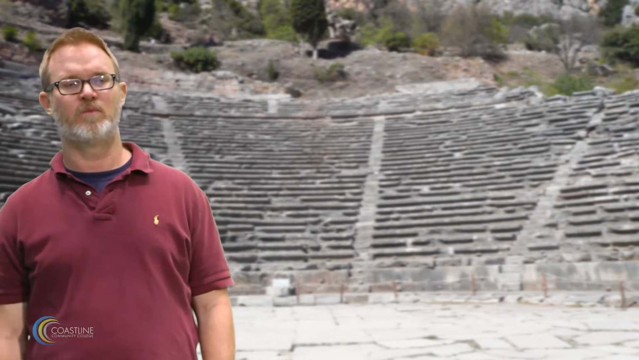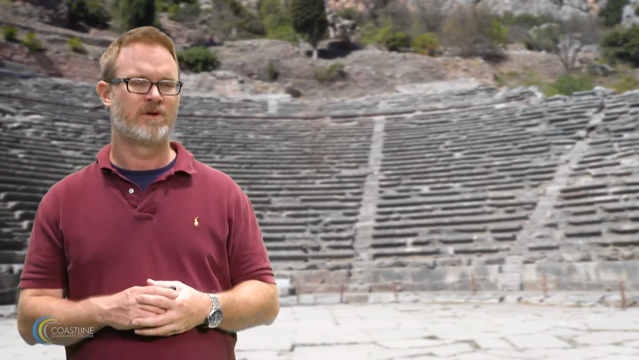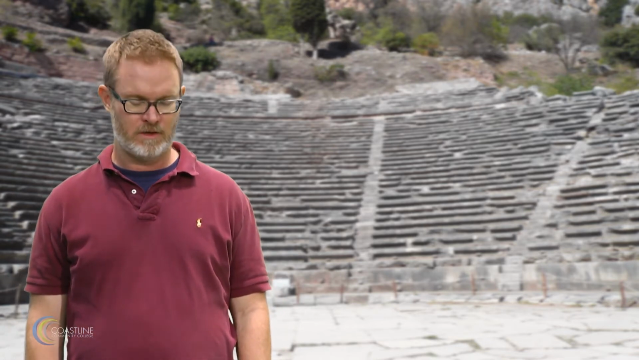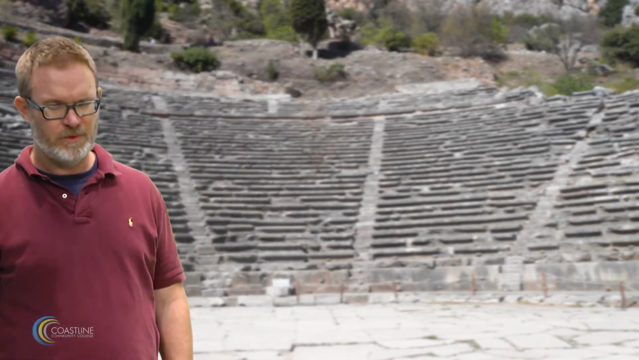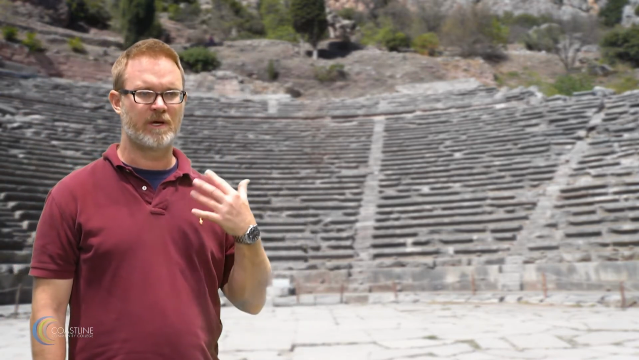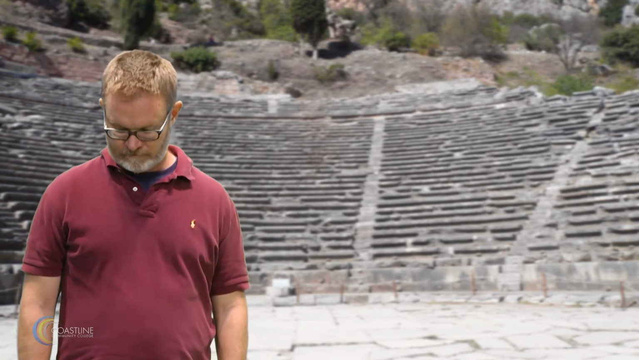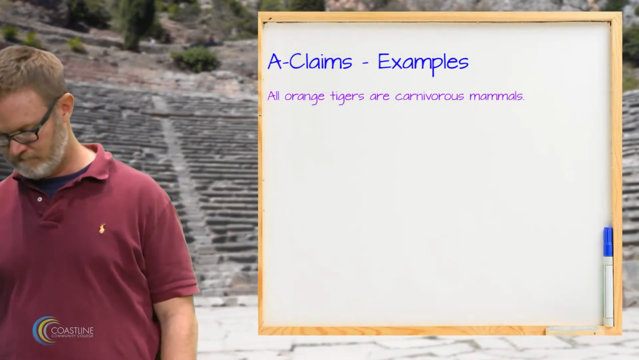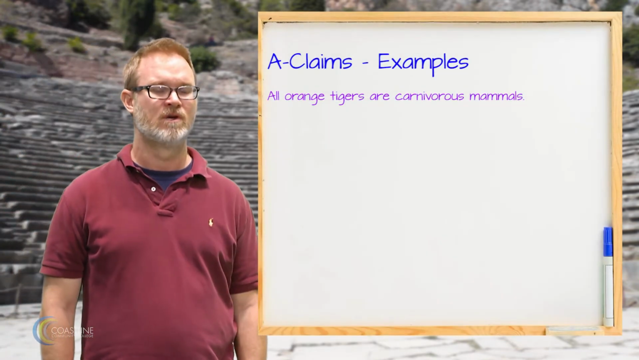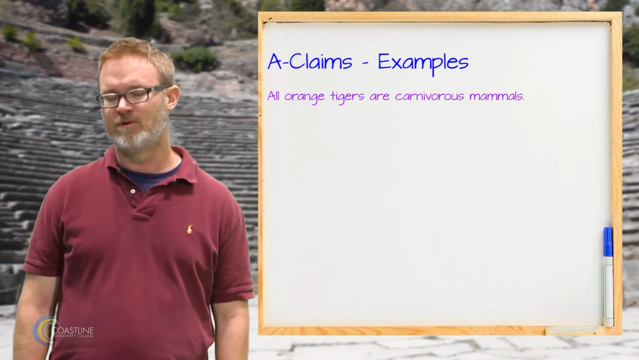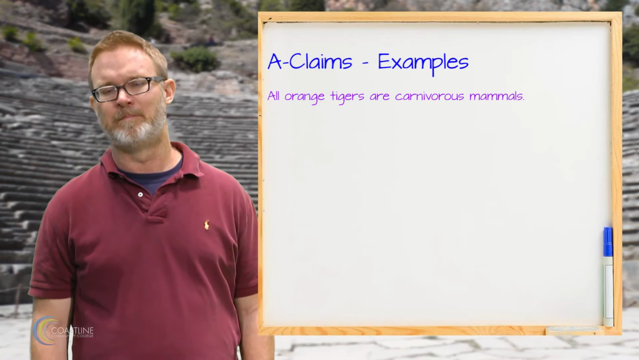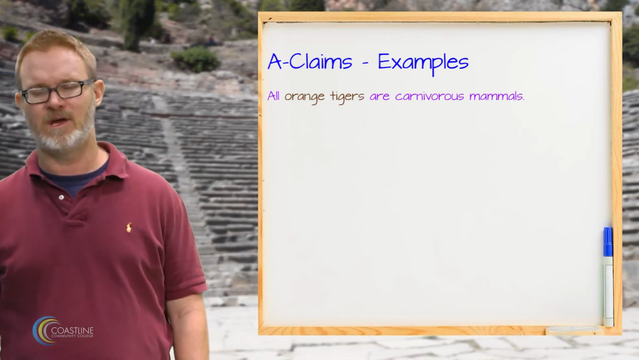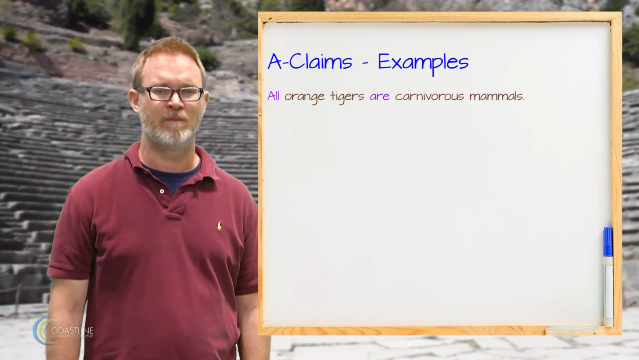Continuing on then with the claims, I just want to go through some examples of the A, the E, the I, and the O claims. Now, we can, for example, as we said, have an A claim like all tigers are mammals, but A claims can get much more complicated than that, right? So we might have, for example, all orange tigers are carnivorous mammals, right? That would be an A claim as well. And the subject term there would be orange tigers, and the predicate would be carnivorous mammals, right?